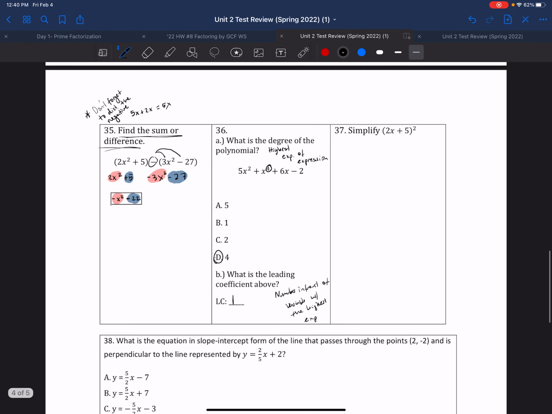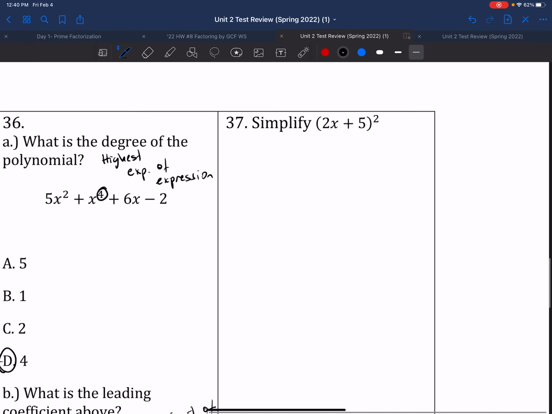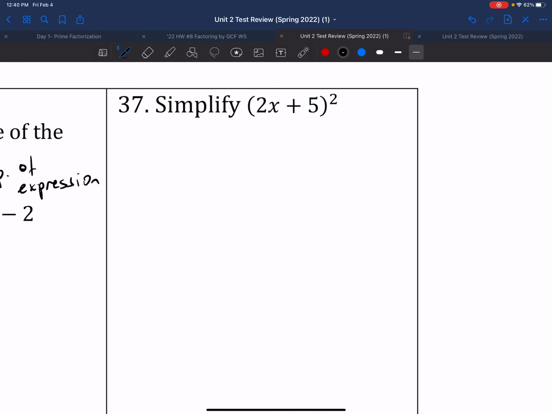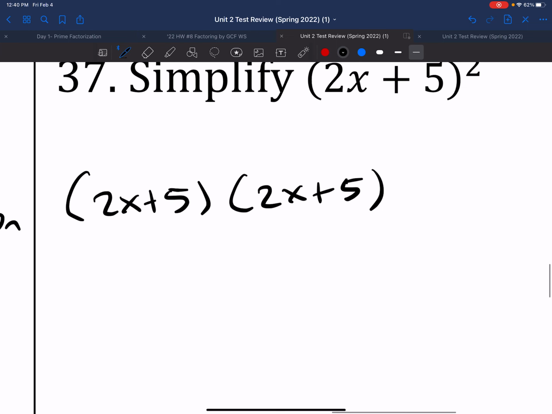Okay, simplify 2x plus 5, the quantity squared. Now, again, I told you, do not make this mistake. Don't give everyone the money, because this is not multiplication. You can't distribute that square. What you're going to have to do is write 2x plus 5 squared as 2x plus 5 twice, like this. And then I'm going to go ahead and just FOIL.